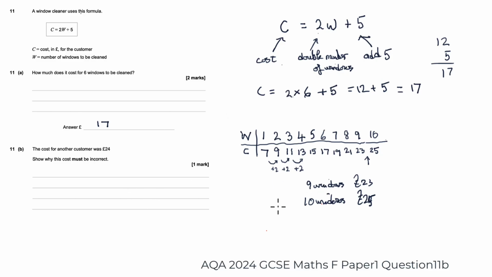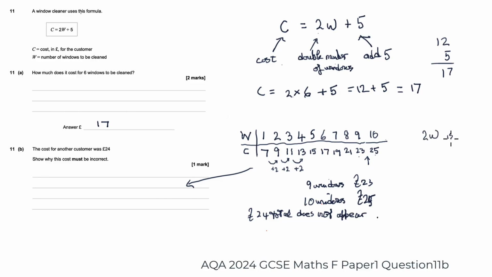So the reason is £24 total does not appear. All the possible totals that can be charged, it's not there. So in your answer to this, you would put something like that as you're working. Now there is another completely different way of doing this.